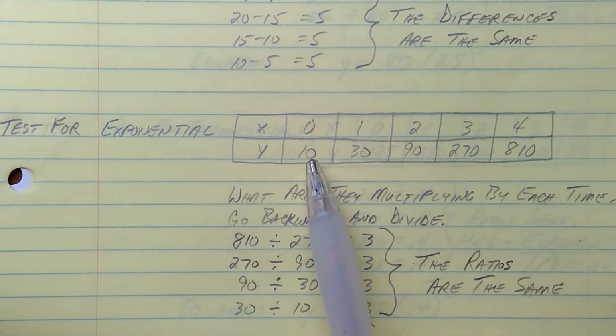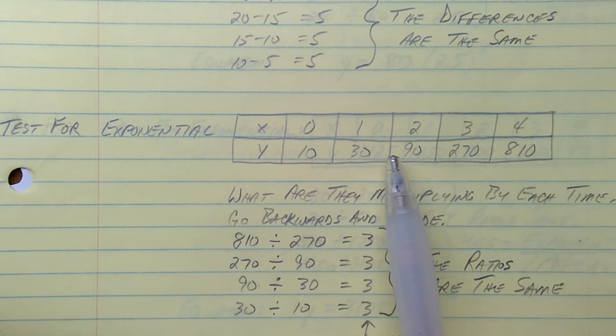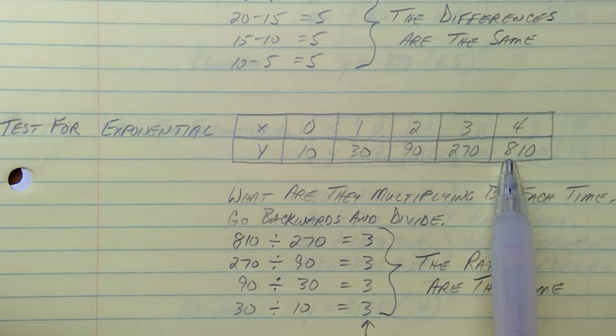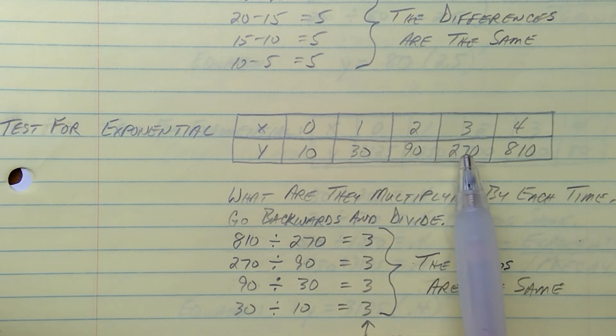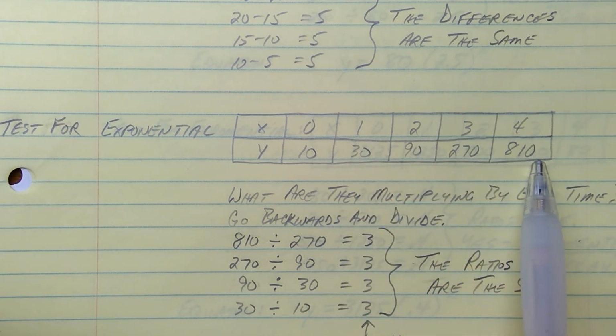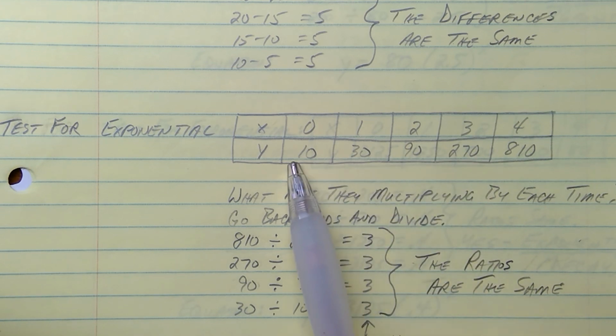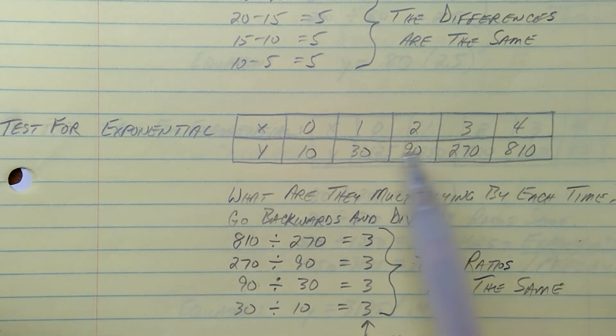So what do we do? Well, if you can't obviously see what they're multiplying by every time, again, you just start at the back end here, throw your car in reverse, and instead of trying to guess what they're multiplying by, divide, divide, divide, divide. That'll get you the same number.